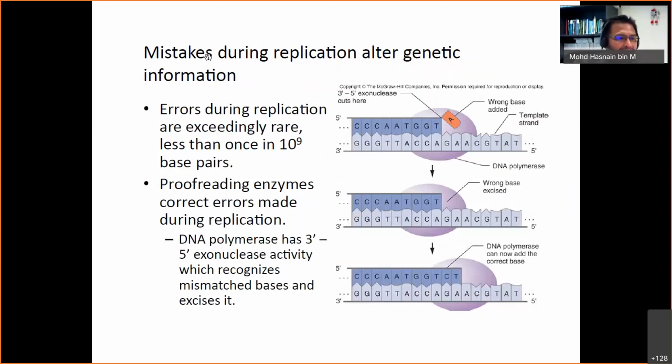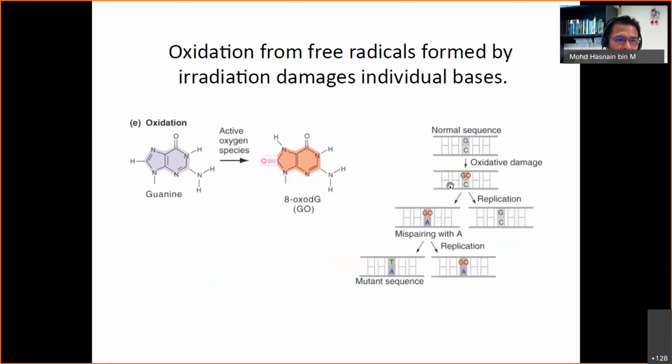All right. The next slide is mistakes during replication alter genetic information. You remember this? Normal sequence, normal DNA strand, and then somehow oxidative damage occurs to this guanine, and then undergoes replication.